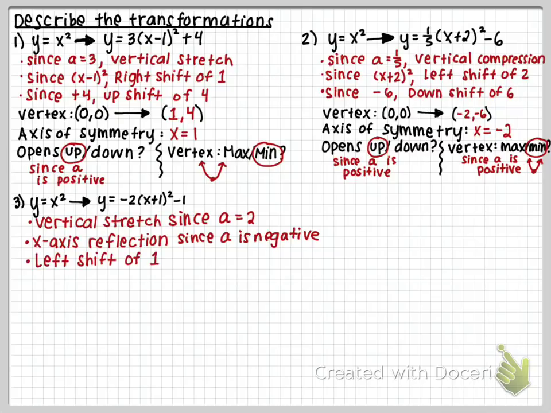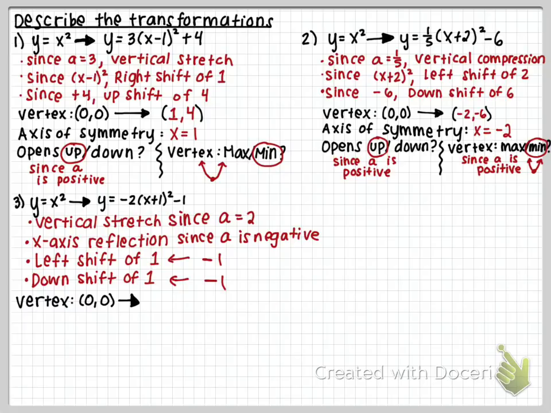All right. It's a left shift of 1 because of this guy, because of the x plus 1 squared. And it's a downshift of 1 because of this guy, because of that minus 1 at the end. Vertex went from 0, 0 for our parent function. It transformed into, okay, well, left shift of 1 means negative 1 for our x. Downshift of 1 means negative 1 for our y, so it should be negative 1, negative 1 for our vertex. It's our new vertex after the function has been transformed.